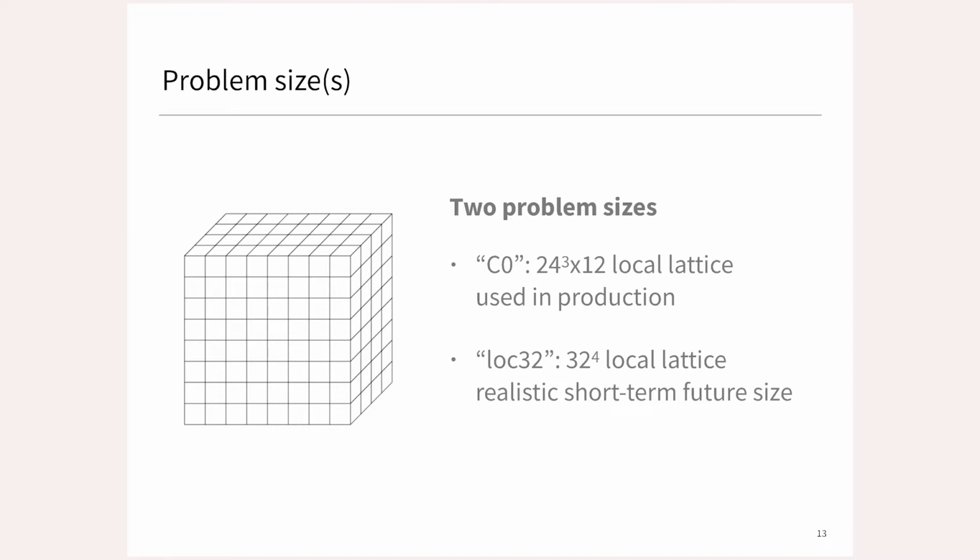And I added another one, a bigger one, which I call L32, which is a 32 to the 4 local lattice. For the study, I just picked that size because it was the next size. But now I realize that we're going to start production in the next months on lattices which have exactly this size. So this is also very realistic for short-term future research.